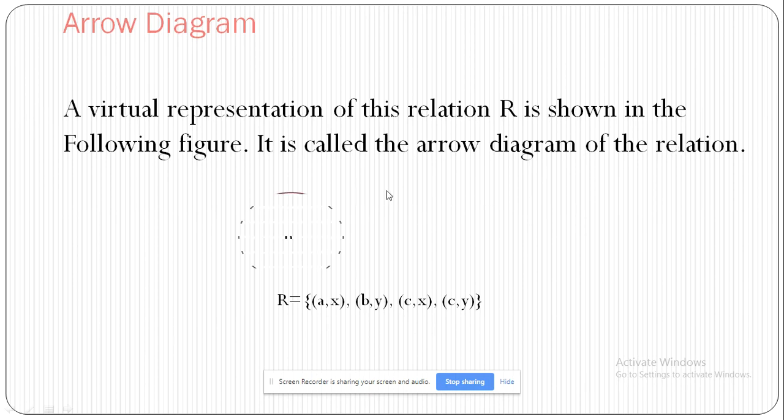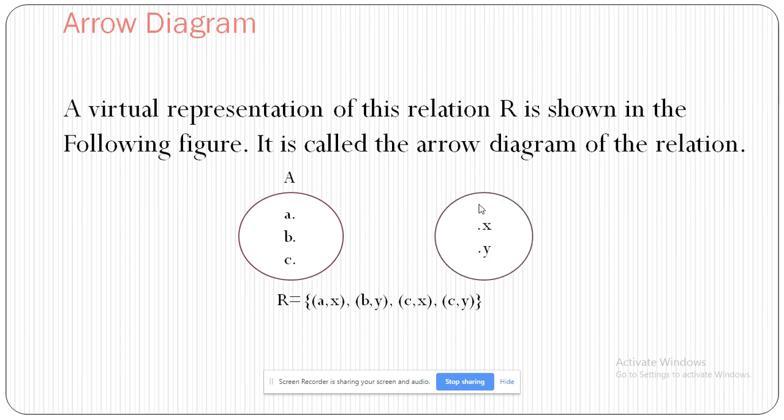Now to draw an arrow diagram, first we draw the first set, then we draw the second set, and you see that R = {(a, x), (b, y), (c, x), (c, y)}. So that means there is a relation from A to B. To represent this, we draw an arrow line from A to B. There is an arrow at the end, you must put an arrow. And this relation is R, so we write R.